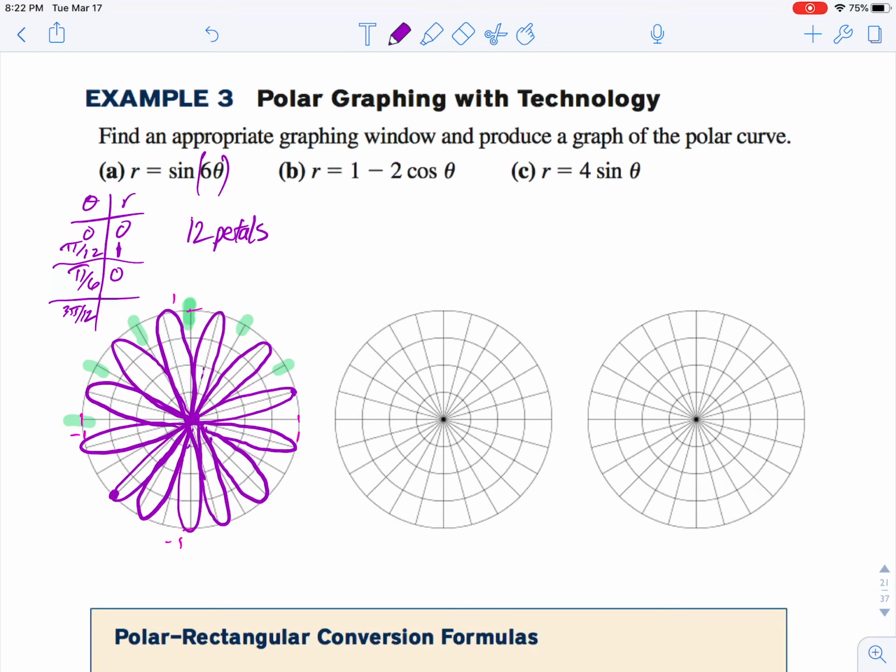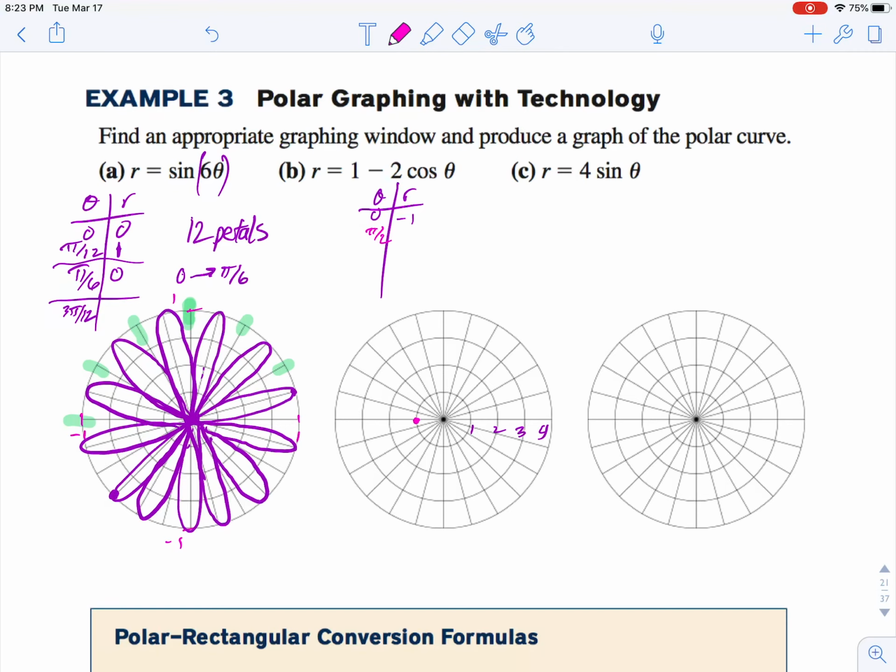And each petal actually happens from 0 to pi over 6 is the first one, and then kind of works its way from there. And so then for B, 1 minus 2 cosine theta, if theta equals 0, then we have 1 minus 2 times 1, so we have negative 1. So as theta equals 0, r equals negative 1.